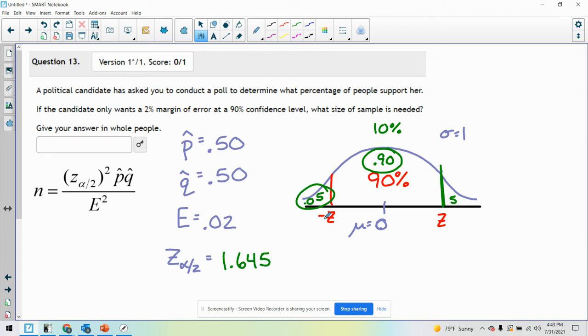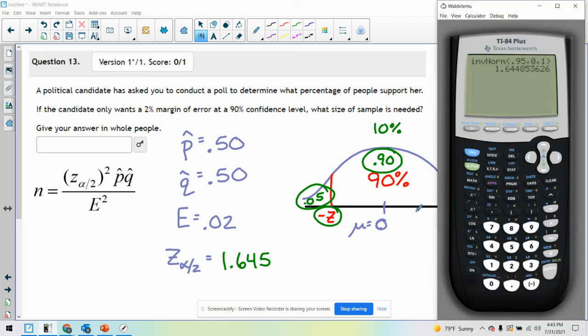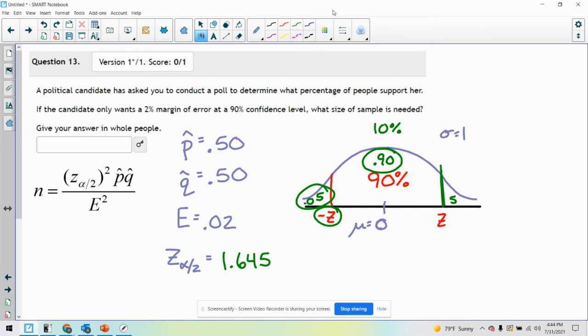Just to show you, if I want to find this Z value, you can do the same thing. Distribution's inverse normal. What's the area to the left of this guy? Well, that's just 0.05. And I'll get the same thing but negative. See, that's why I have positive and negative Z. Okay, doesn't matter which one you use. I have students who use this one and just drop the negative. Doesn't matter. So now I have this formula here.